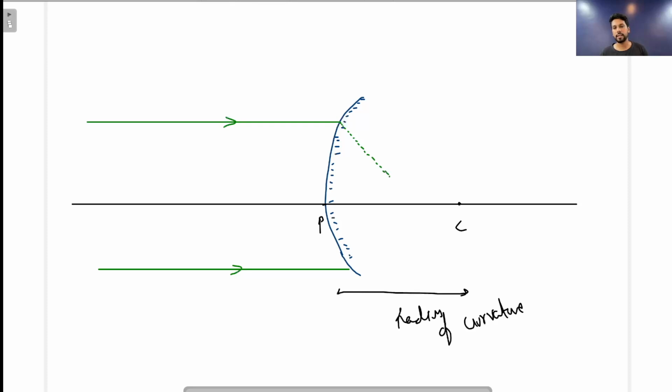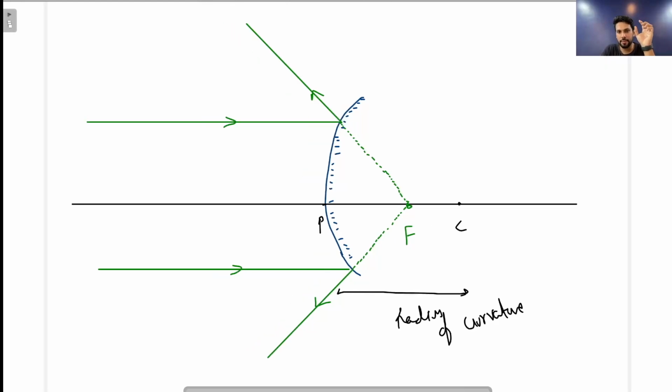This dotted line is just for representation purposes. The light does not go like this. The dotted line is just a representation, and the actual light is diverging away like this. But diverging away from where? Diverging away from a point which is known as the focus.